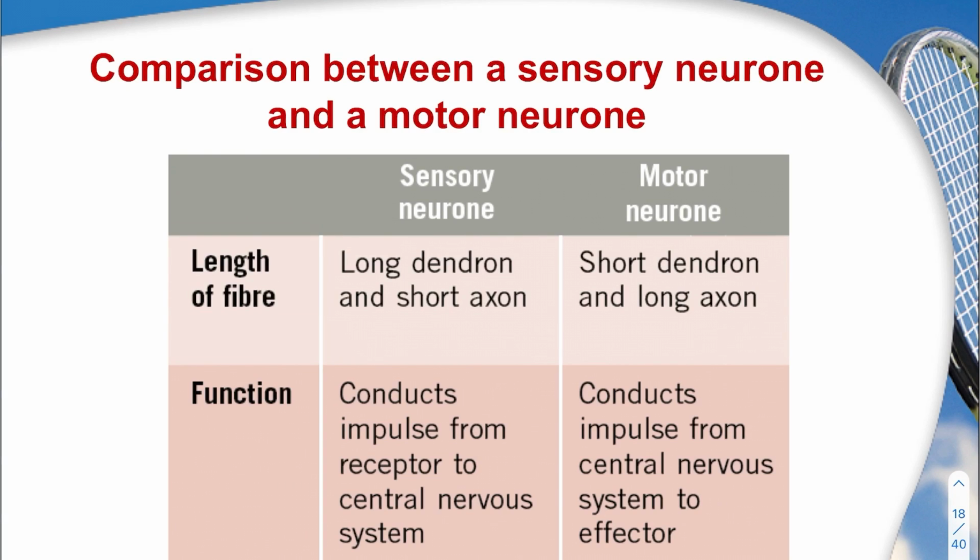The sensory neuron is able to detect and conduct impulses generally from the receptors to the central nervous system, while the motor neuron tends to conduct impulses from the central nervous system to the effector. So your receptors are like your sense organs. Your effector tends to be like a muscle group most of the time.